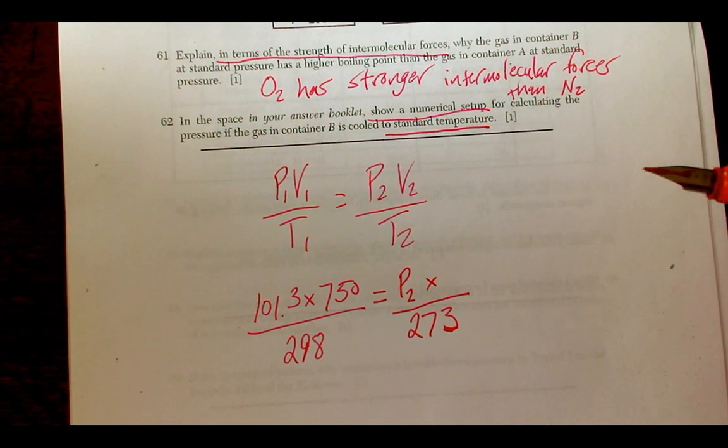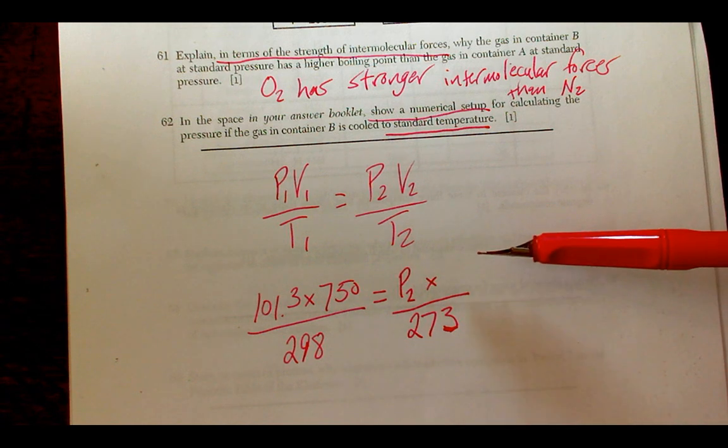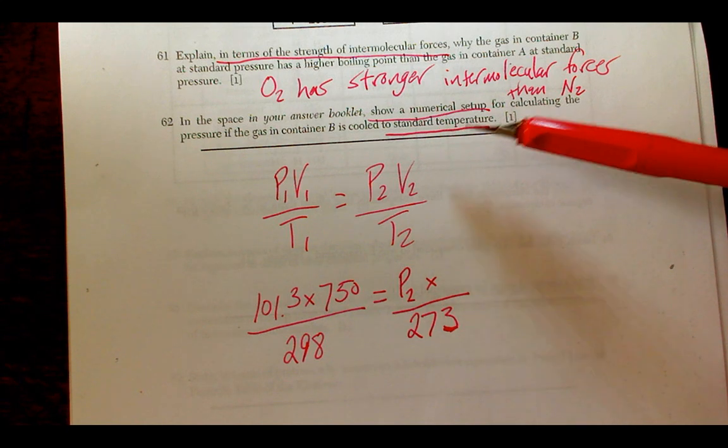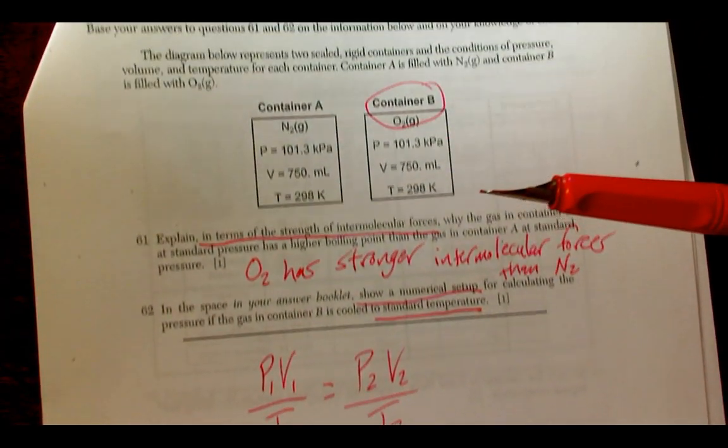We're still missing a number though. We changed our temperature. We're looking for the new pressure. We don't know what the volume is. Does it say it here? It says calculate the pressure if the gas in container B is cooled to a standard temperature. It doesn't say anything but the volume. So let's go back and check the question, see if we can find an answer to this.